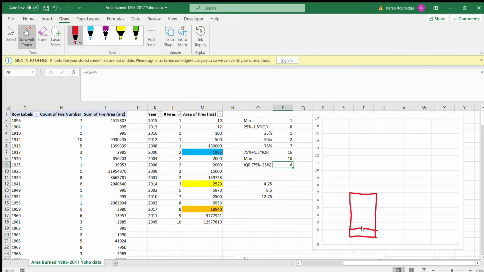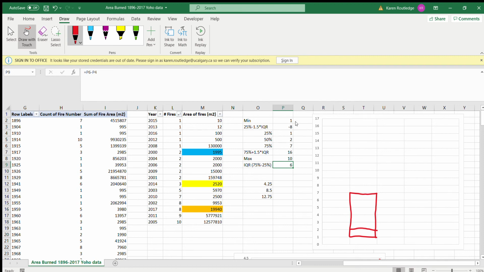Sometimes that middle one has a different color. Sometimes it's represented as a dot or an asterisk. I don't particularly care how it works, as long as it's on the plot there and clear what it is. We then need to draw the whiskers.